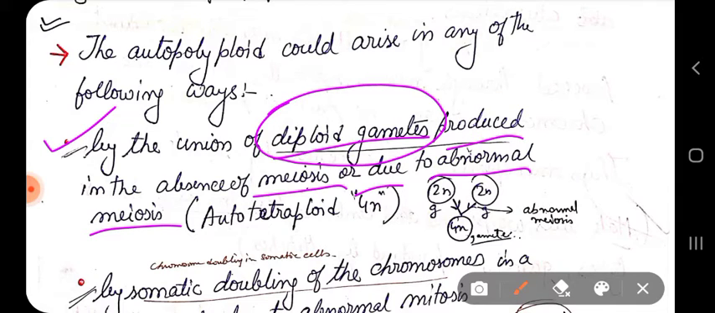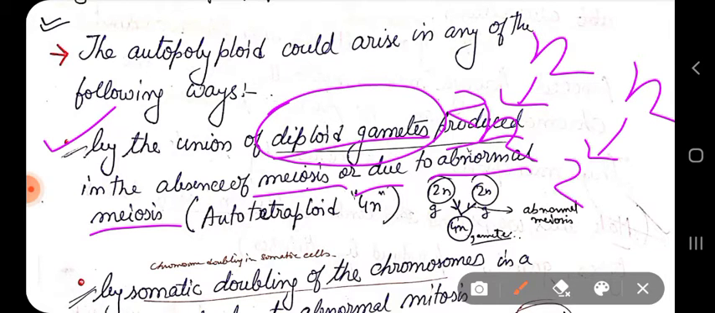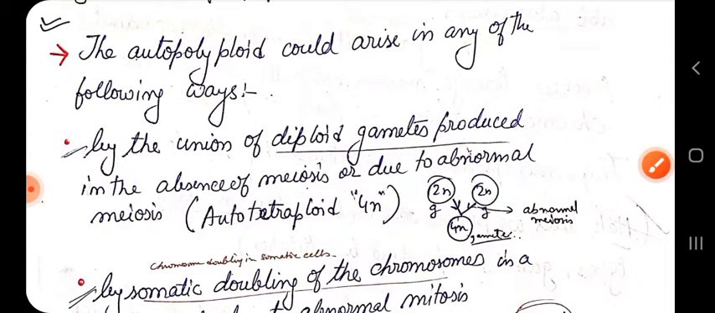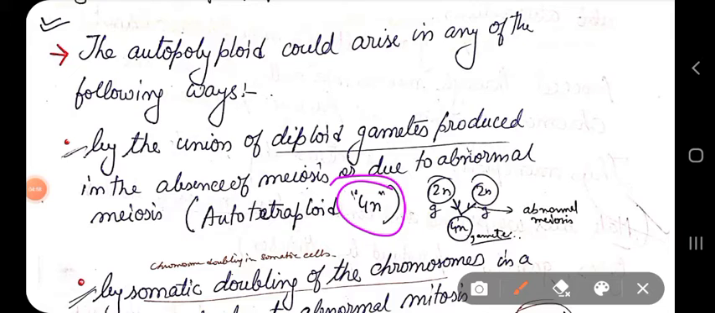So these gametes, which normally have haploid sets of chromosomes, are induced to form 2n, and these diploid gametes are fused to form a tetraploid. This is one way that we can do it. So the union of diploid gametes produced in the absence of meiosis or due to abnormal meiosis can lead to the formation of 4n, which is a tetraploid, or you can say autotetraploid. This is the first way to produce an autopolyploid.